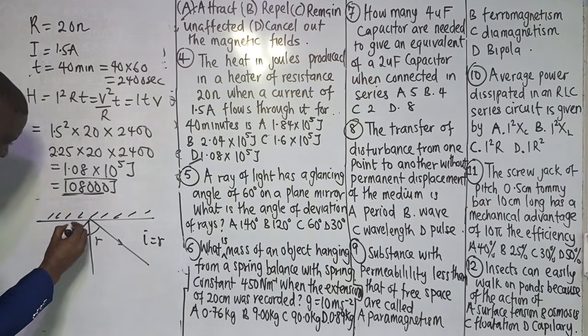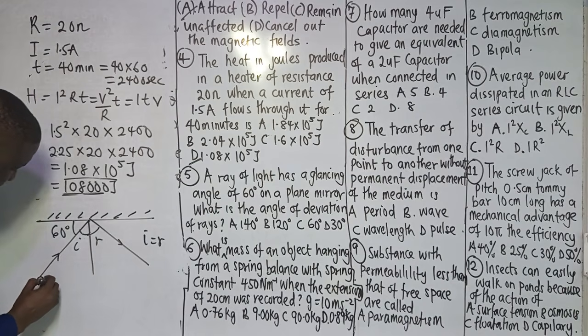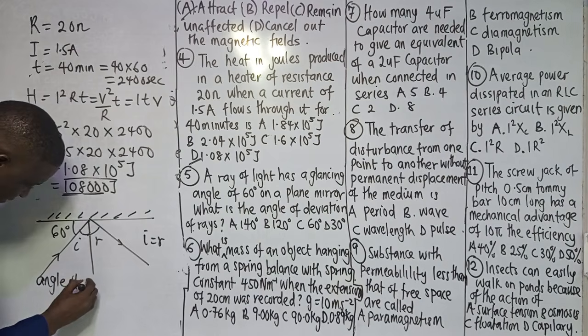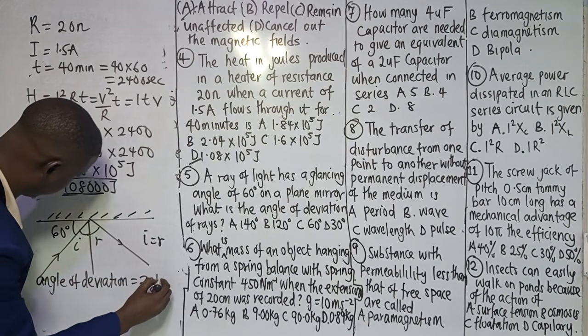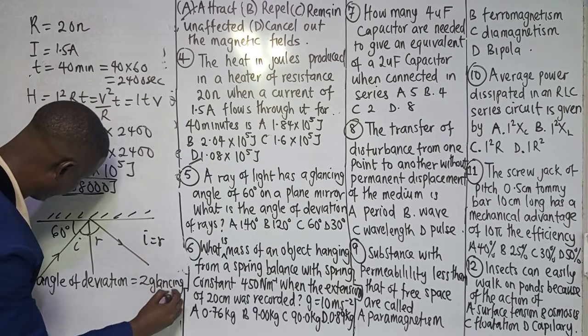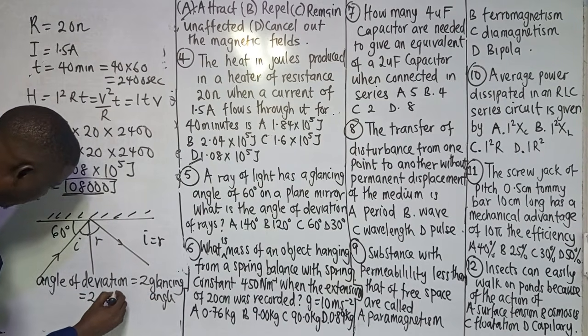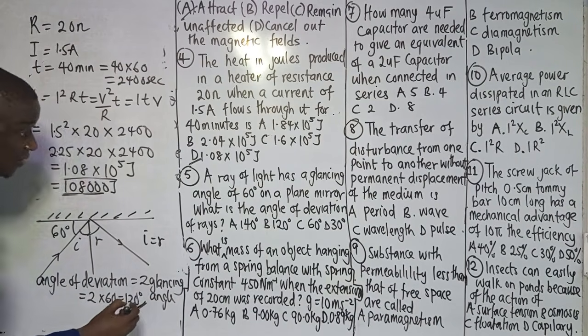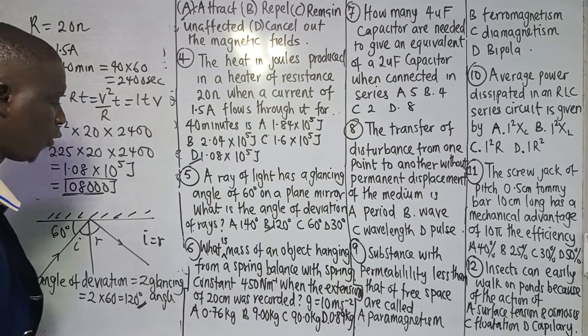But the glancing angle is this angle here, which is 60. So the angle of deviation is equal to 2 times the glancing angle. So we have 2 times 60, which gives 120 degrees. So option B.